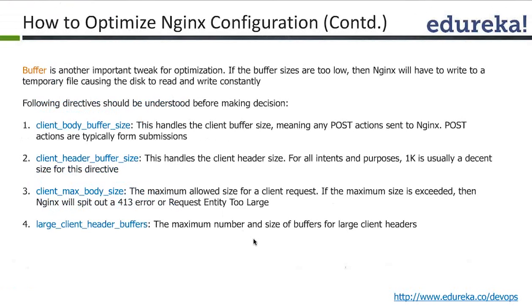So client buffer handles the client buffer size, meaning any POST. I told you about what POST will do. Client header handles the client header size. For all intents and purposes, it's around 1K, and the body is the maximum allowed size for client requests. If it exceeds that, the client will split it, and you'll get those errors. So again, all this depends on how you want to configure it, depending on your application. And large client buffers is the maximum number and size of buffers for large client requests that you can handle.